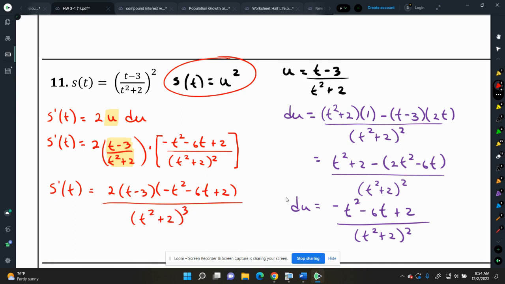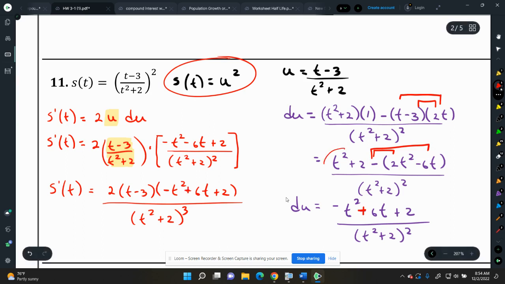How did you get minus? I got plus 6. How did you get minus t squared? I said minus 2t squared. Okay, so when I distributed the 2t squared minus 6t, then when I distribute the negative, it should be a positive. You're correct. That's a mistake. That should be a positive 6t. And there should be a 2 in front of the t. No, there shouldn't be. It's negative t. I've got t squared minus 2t squared, gives me negative 1t squared.